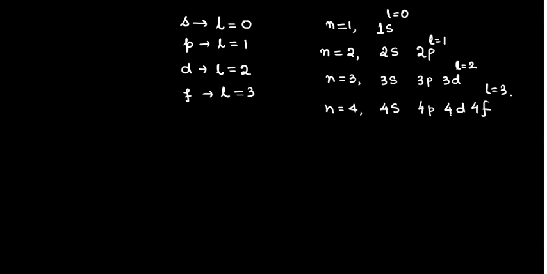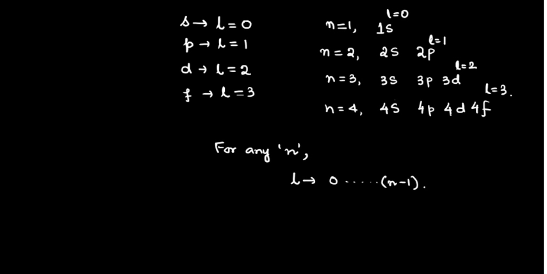Okay. Now always remember that for any particular value of n, what are the possible values of L? The possible values of L are from 0 to n minus 1. So L cannot have any value which is equal to the value of n. It will always have values which are 1 less than the value of n.